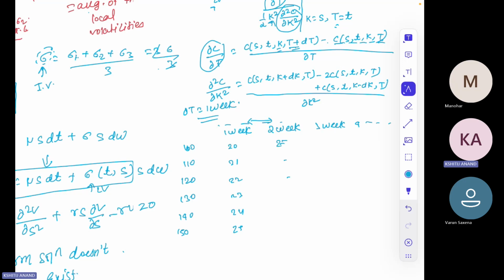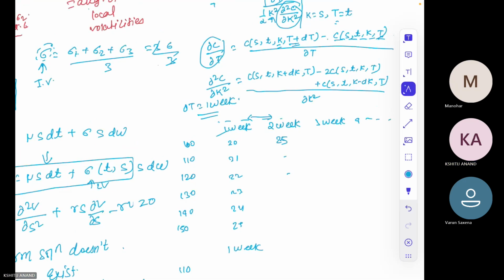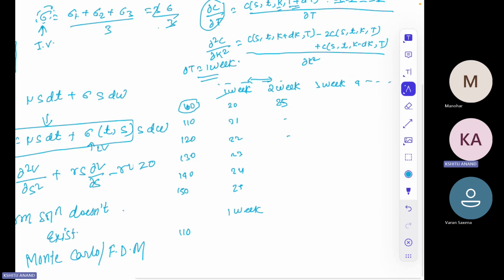Now let's say here that the call option price is 25. At this place, which is 1 week and 100, you can calculate the numerator part. The numerator part is easy. dC by dT is the difference of prices of the call option corresponding to a strike price K. I am keeping the strike price constant, which is 100. So T plus dT call price is 25, and this call option is 20. So the numerator is 25 minus 20 divided by dT, which is 1 week. So you can calculate the numerator, which will be 5 divided by 1 week.